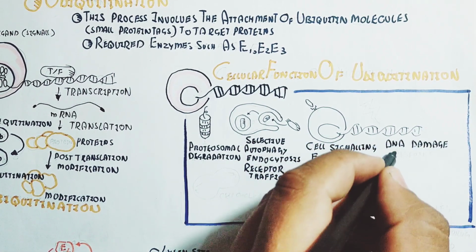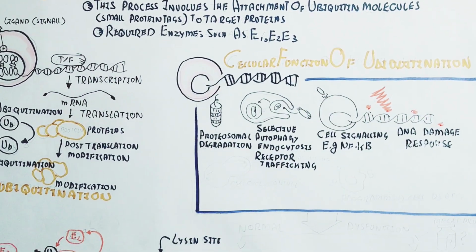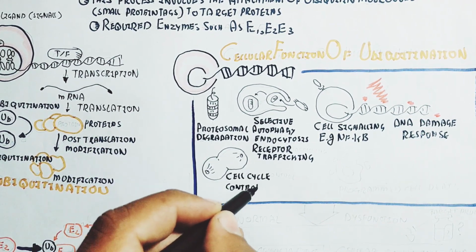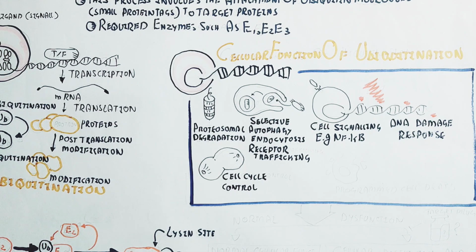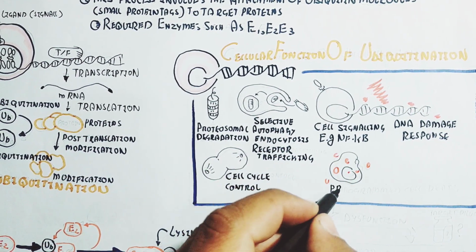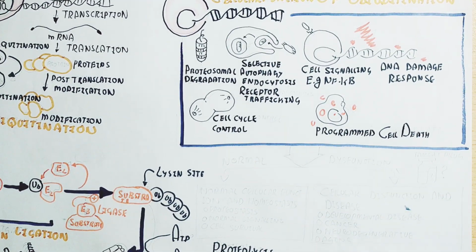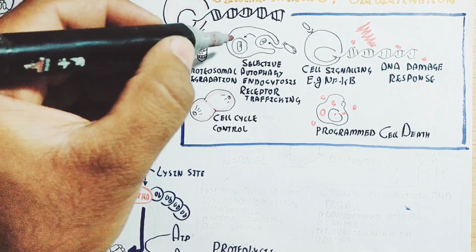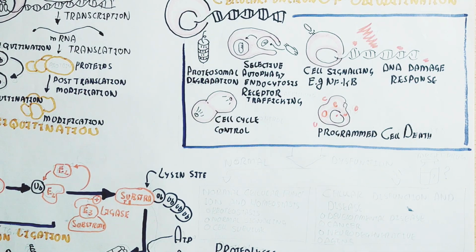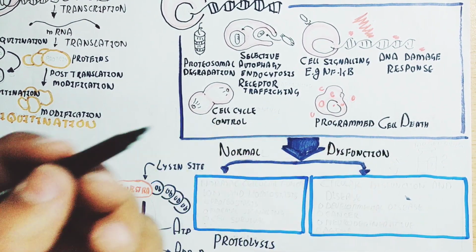On the other hand, there is cell signaling, like nuclear factor kappa B, and the damage response. For example, when DNA is damaged and the cell is damaged, ubiquitination will help recover the damaged cell, as well as programmed cell death and cell cycle control for the control of proteins. For example, an excessive amount of protein in the cell cycle can lead to cancer. So it will inhibit this, and the ubiquitin plays an important role in cancer prevention. The normal function and dysfunction we will discuss now.